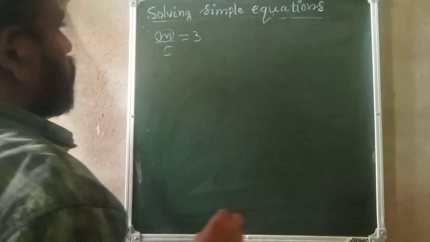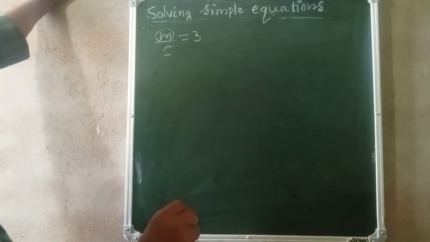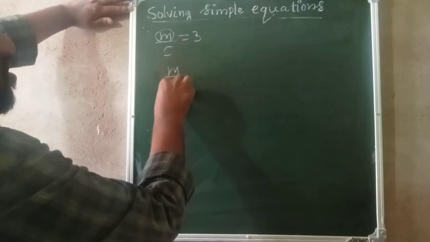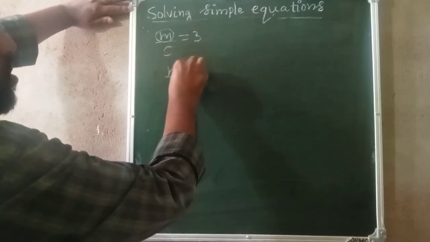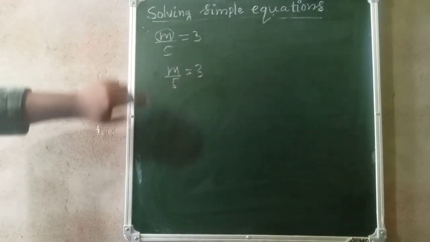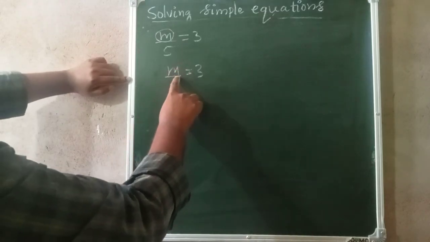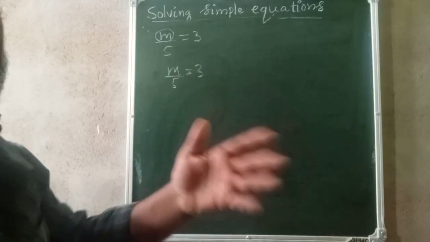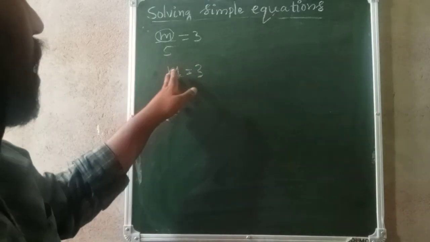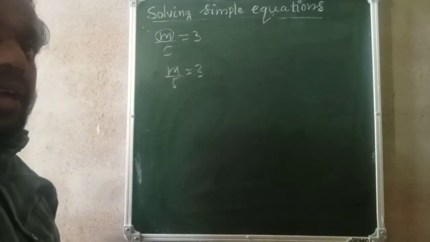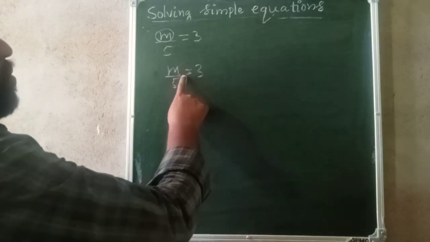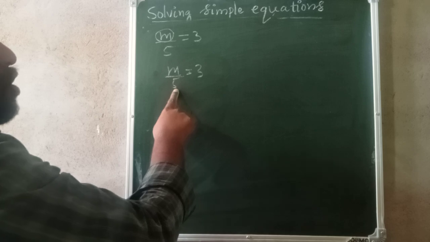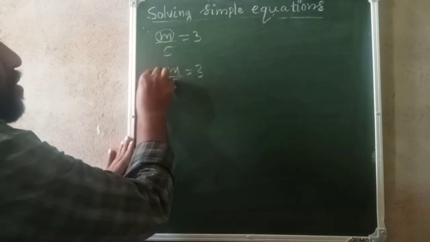So in the next step, what you have to do, write this m by 5 as it is, equal to 3 as it is. Now this is m divided by 5. This horizontal line indicates division. So m by 5, this is division. Because of this division, to remove this 5, you have to multiply this by 5 like this.